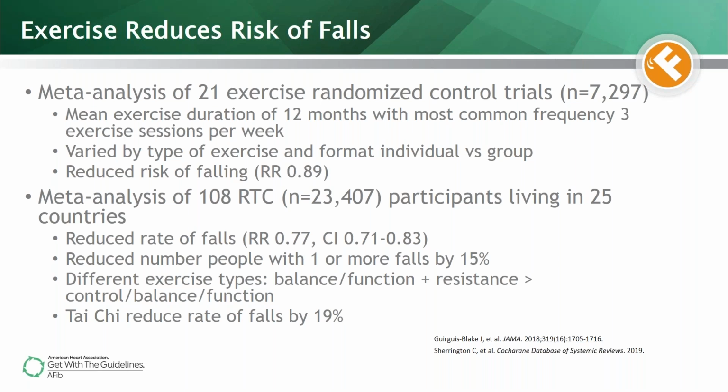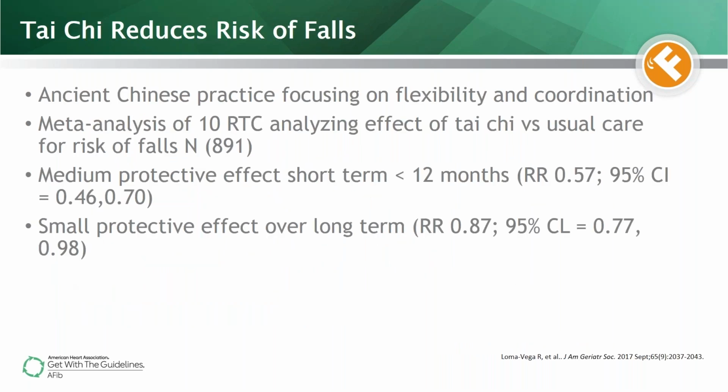And Tai Chi in particular has been one form of exercise that has been published in the literature to reduce the rates of falls by 19%. So Tai Chi, the ancient Chinese practice focusing on flexibility and coordination, is something that's highly recommended for patients at risk of falls. And a meta-analysis of 10 randomized controlled trials analyzing the effect of Tai Chi versus usual care showed a median protective effect, at least for short term, of 12 months.